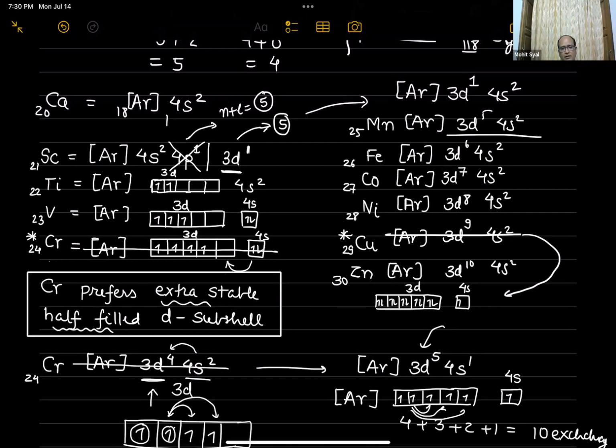Next chapter, what should we start? Periodic properties. Yeah, Maha, Nabila, tell me quickly. So we can start with the periodic properties. Okay. In the next class.